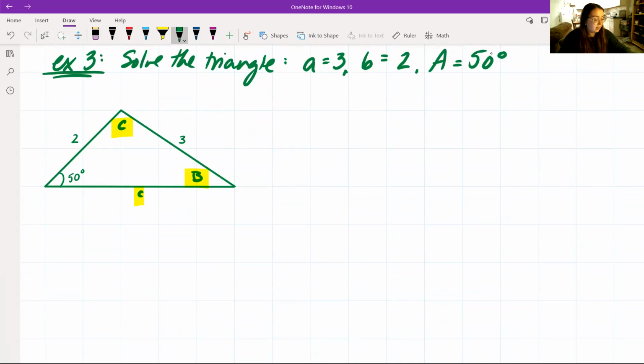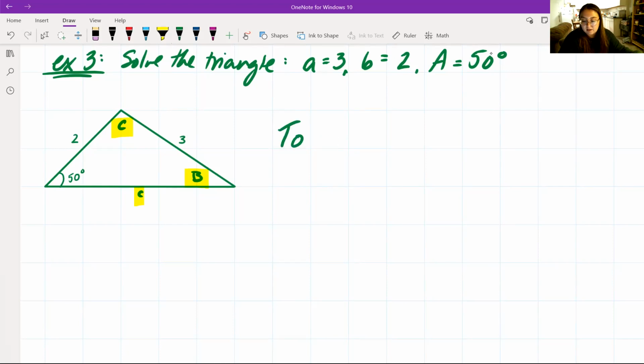So we want to go ahead and use our law of sines here. First we're going to go with our angle capital B. We're just going to dive right in. We're going to pick something and solve that, so we're going to solve for our angle capital B.